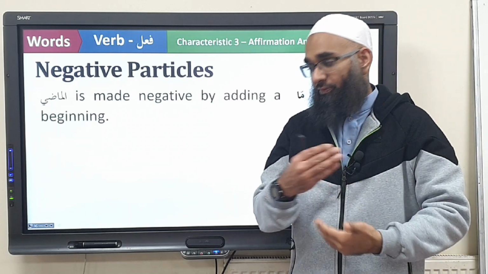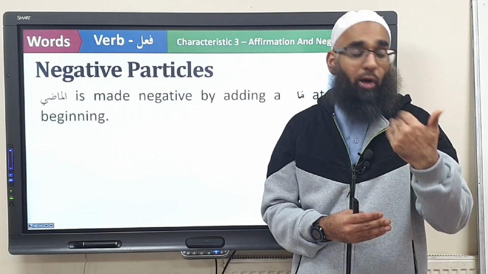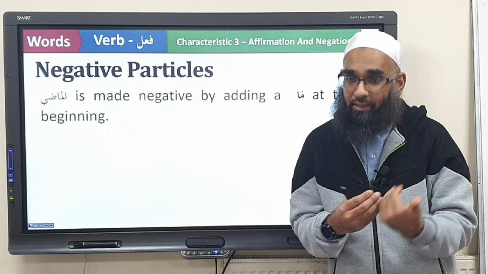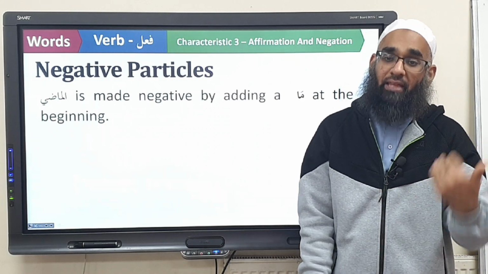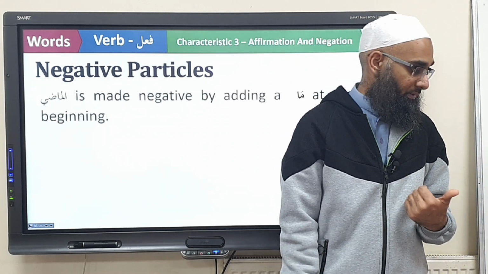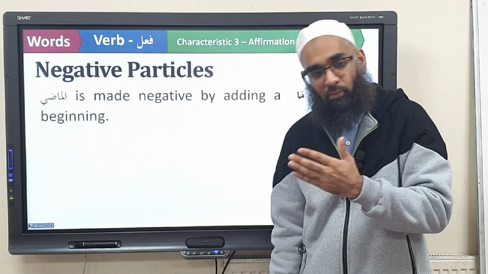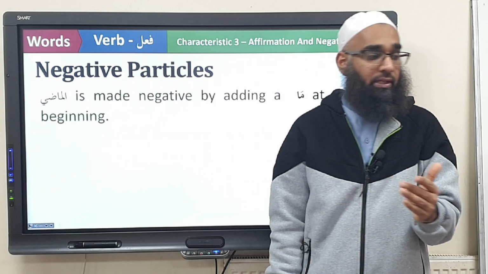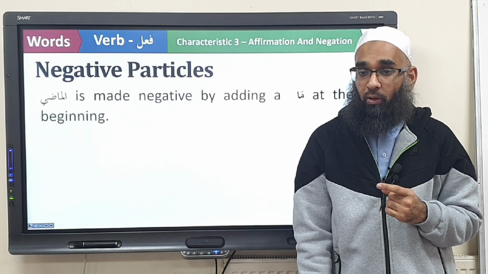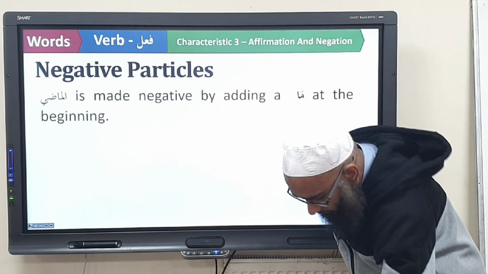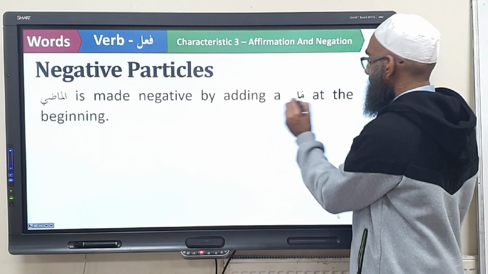To make it negative, what do you have to do now? Add particles at the beginning. Okay? When you add different particles, these particles make the verb what? Negative. You get it? So certain harf or huruf you have to add to the beginning of the verb, and these particles make the verb negative. So the first particle we have here is what? Is ma. What's the first particle? Ma.